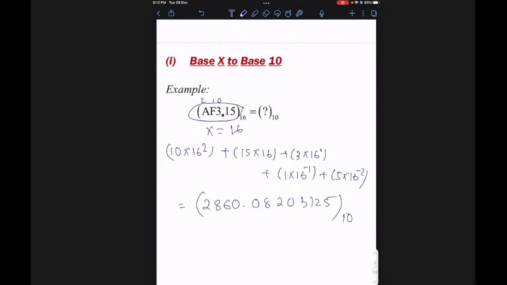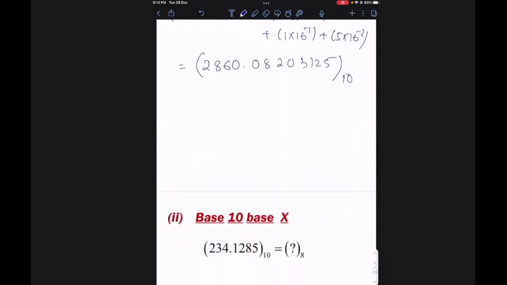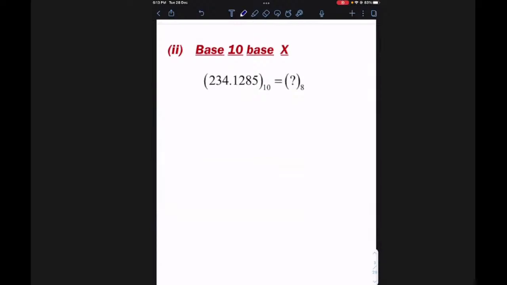This calculation will be quite boring if I explain it again, but this is the method. You have some random base, base 16 in this case. This base can be 6, 7, 8, 9, whatever it might be. You have to convert it into base 10. Simply expand that polynomial with the corresponding base. So if the base is 16, you simply expand this polynomial with powers of 16. So this is the answer, 2860.08 something.